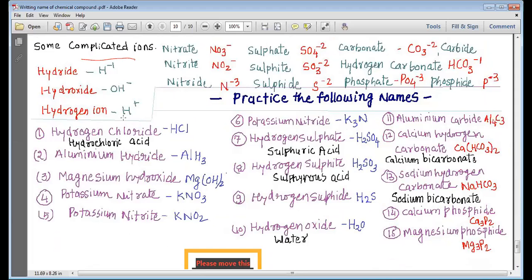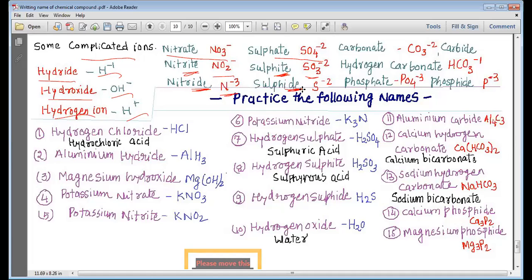See, the ions look the same, the names look the same, but their symbols are different. For example, if you have hydride ion, it is H minus 1. If you have hydroxide ion, it is OH minus 1. If you have hydrogen ion, it is H plus 1. If you have nitrate ion, it is NO3 minus. If you have nitrite ion, then it is NO2 minus. If you have nitride ion, then it is N minus 3. If you have sulfate ion, that is SO4 minus 2. But if you have sulfite ion, then it is SO3 minus 2.